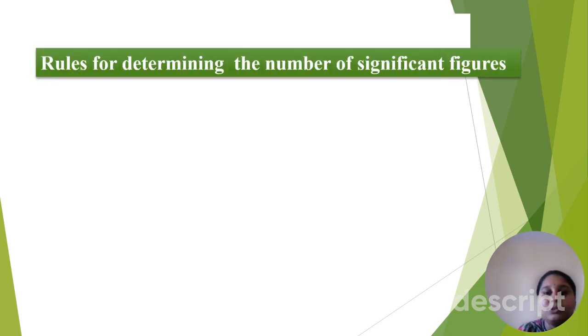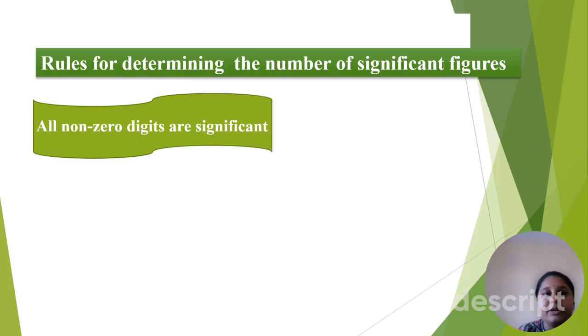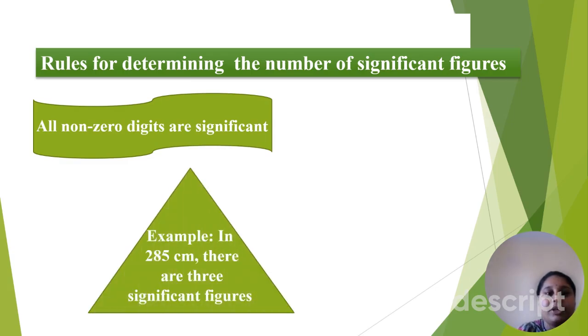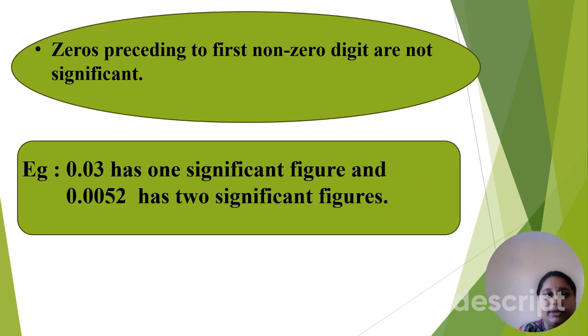So the next is rules for determining the number of significant figures. All non-zero digits are significant figures. Like in 285 centimeter, there are 3 significant figures. So if there are no zeros, then all the numbers are significant. Zeros preceding the first non-zero digits are not significant figures. So if there are zeros before the digits, then it is not significant. 0.03 has one significant figure and 0.0052 has two significant figures. So you should not count the zeros.